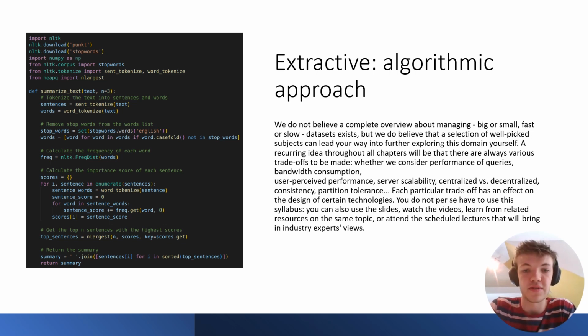Then we count the frequency of each word in the text. And based on this frequency, we can give every sentence a score. Then we can select the top n sentences, which will then appear in the summary. And if we take a look at the summary, every sentence in the summary also will appear in the original text.